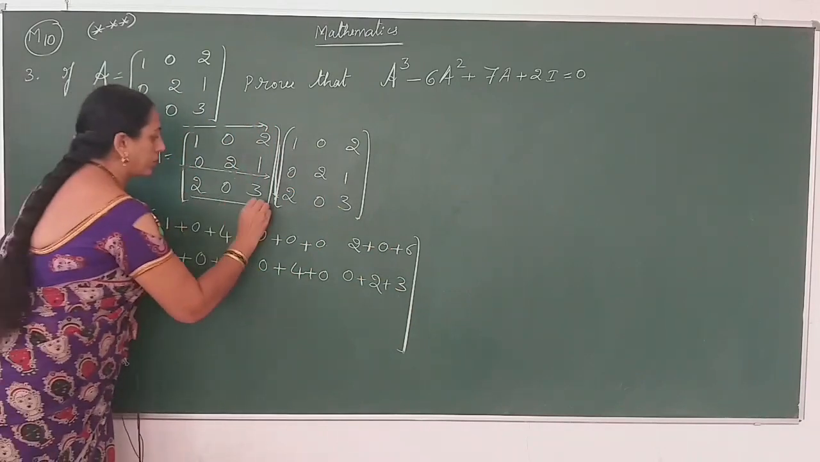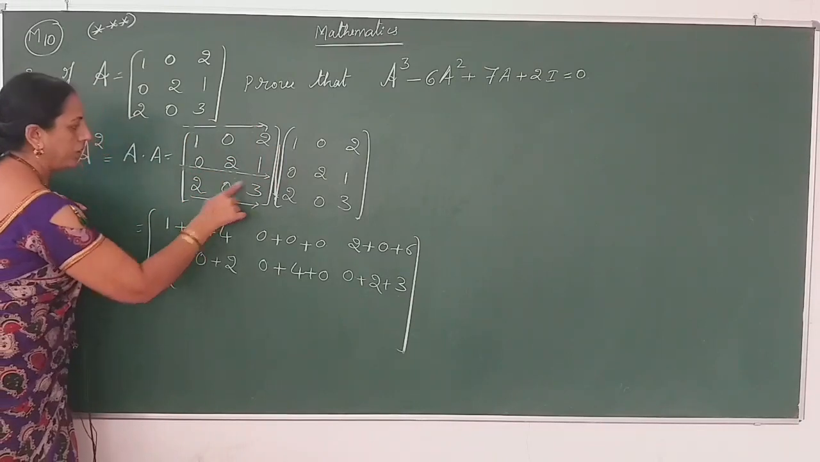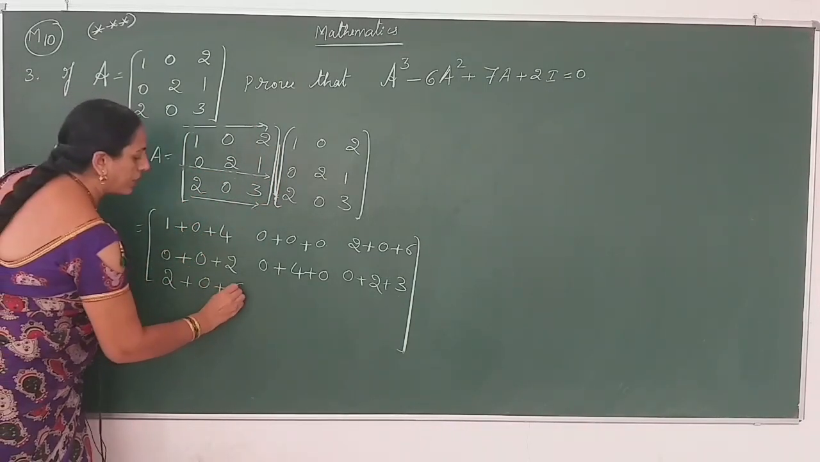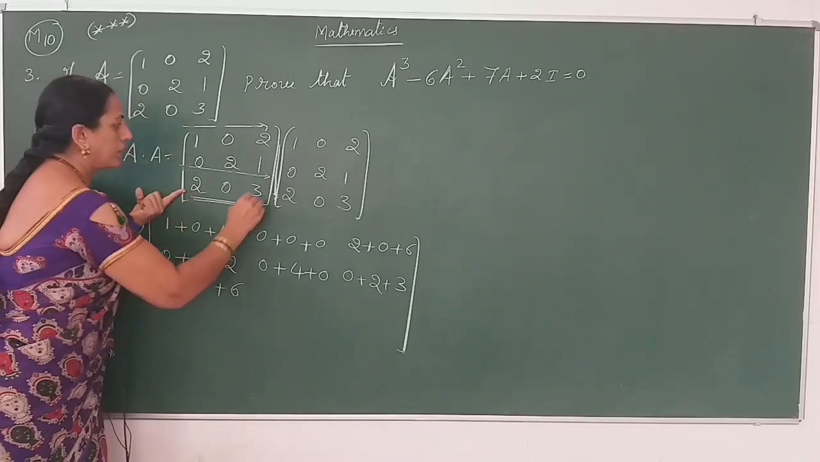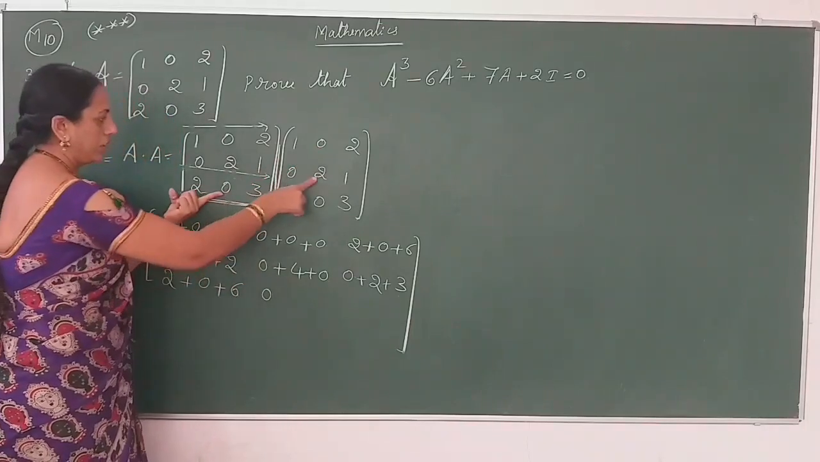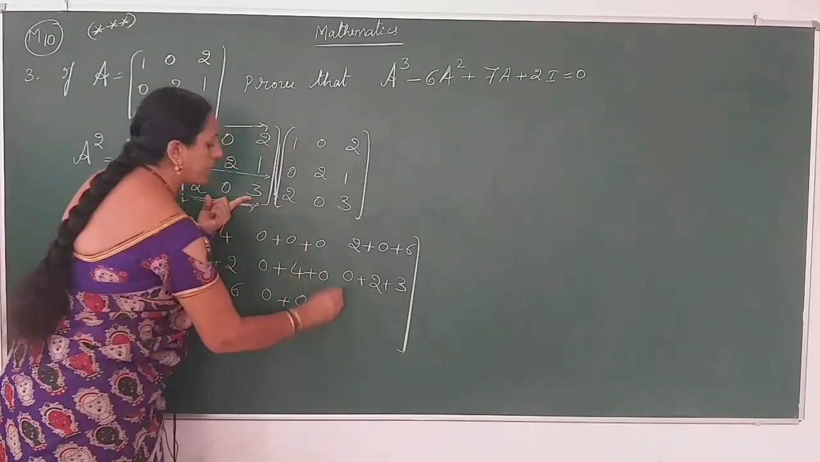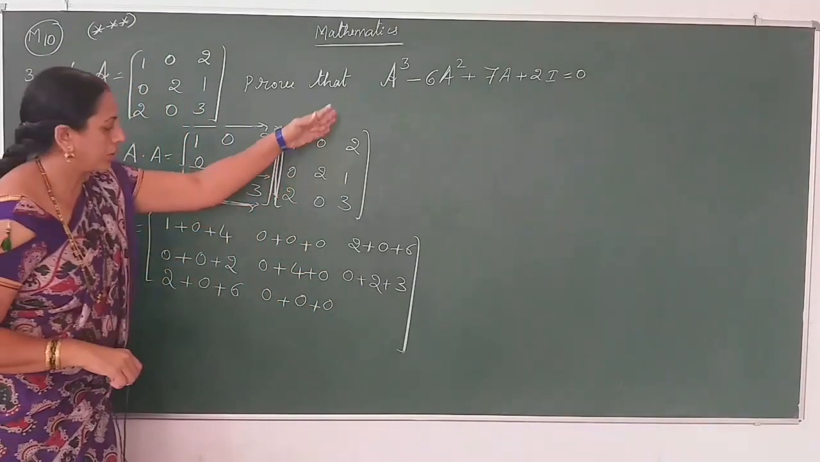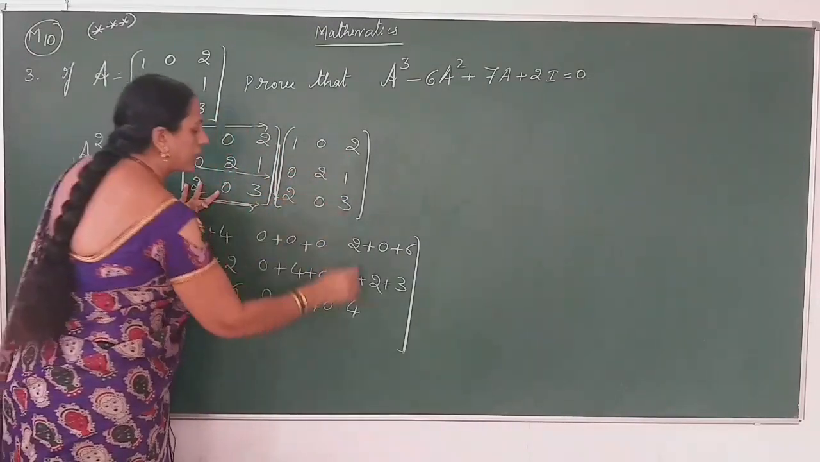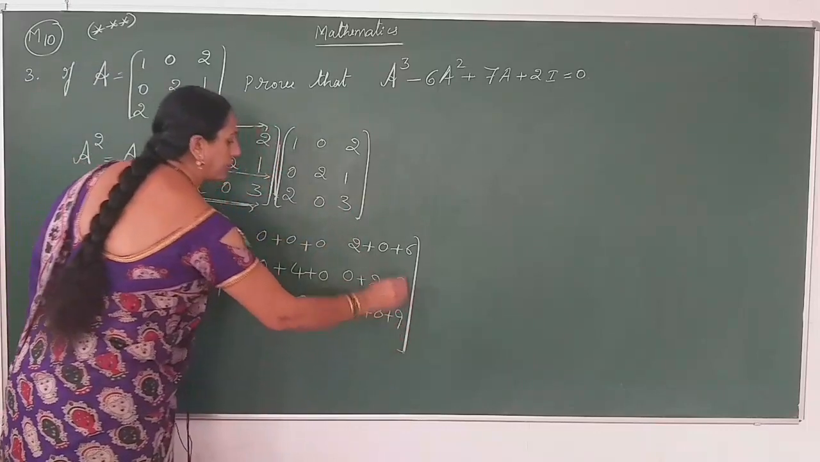Now come to the third row. Third row, first column: 2 into 1 is 2, 0 into 0 is 0, 3 into 2 is 6. Then third row, second column: 2 into 0 is 0, 0 into 2 is 0, plus 3 into 0 is 0. Third row, third column: 2 into 2 is 4, 0 into 1 is 0, 3 into 3 is 9.